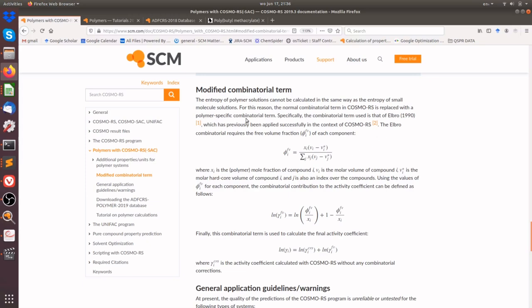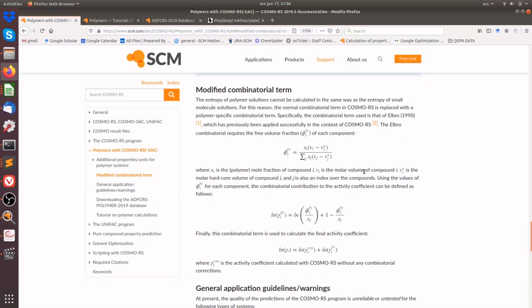So what we've added to the model in the case of polymers is a combinatorial term that comes from Elbro 1990, and it's a free volume based combinatorial term. And free volume is essentially an experimental molar volume minus a hardcore volume. So you can think of this as sort of empty space. And what this means for the user is that a bit more information is required. So specifically densities, which are then used to calculate molar volumes, are required.